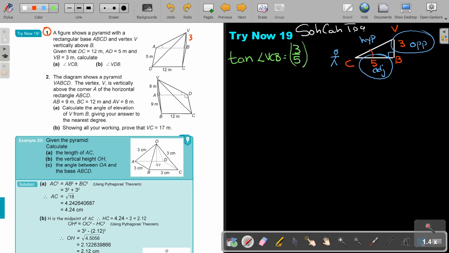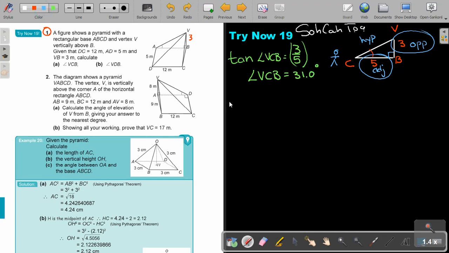So now don't forget to press on your calculator, shift. You must tell your calculator to go to angles by pressing shift or second function. So shift tan, bracket 3 divide 5, close the bracket. So angle, and don't forget to not just write equal, say angle VCB, and it's 1 decimal place. That will be the angle.